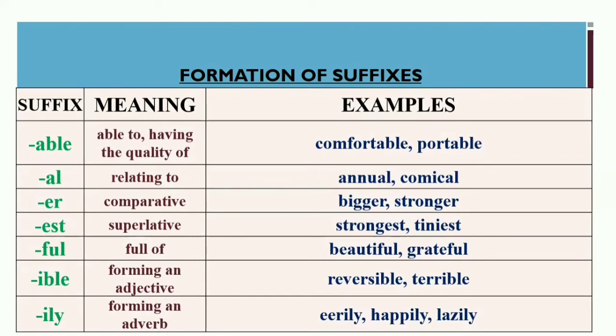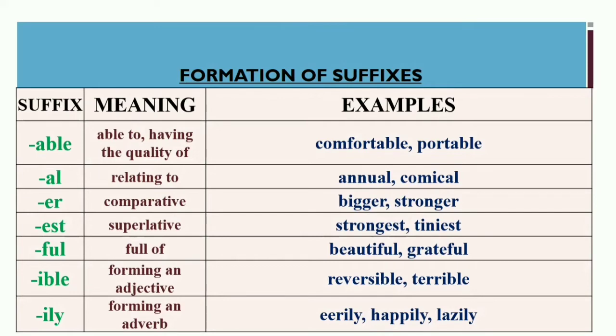Then ible, able, forming an adjective. So in case of forming an adjective, you can use ible. The new words are reversible, terrible. Then ily, forming an adverb. In case of an adverb, we generally use ily, that is really and happily and lazily. So this type of new words can be made by using this type of suffix.